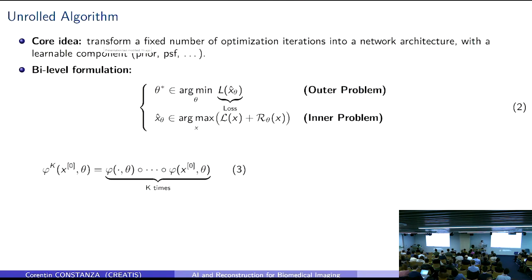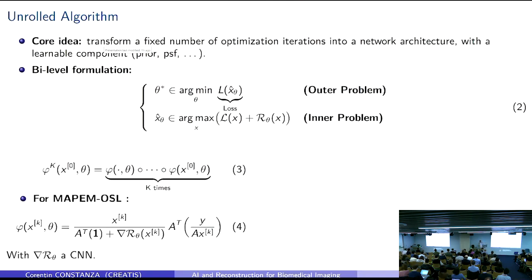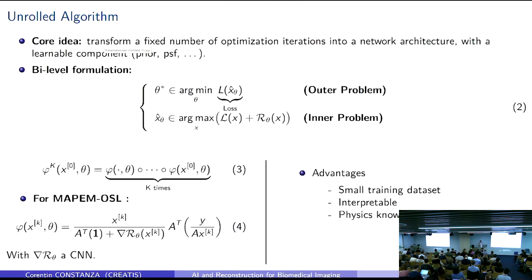Just for the notation, phi to the power of k is the composition of phi, k times, and phi is our unrolled layer. For the MAP-EM OSL that we will try to unroll, this is how phi looks, and we try to approximate the gradient of the regularization with a CNN. The advantage is that they solve the problems that we just saw earlier. They need a small training data set, they are interpretable, and they use the physics. However, they have several drawbacks, mainly memory, computation and time.